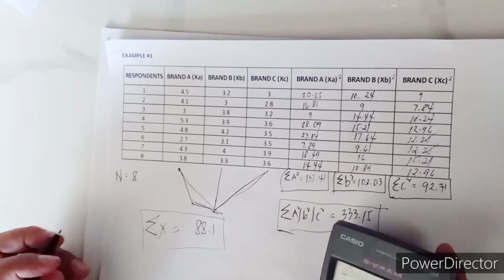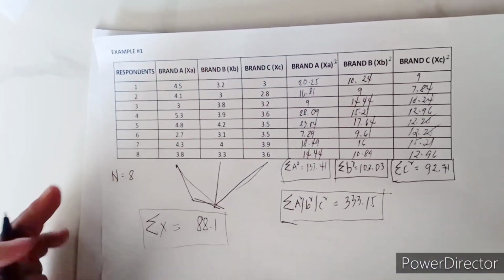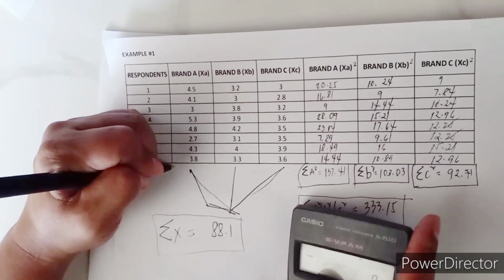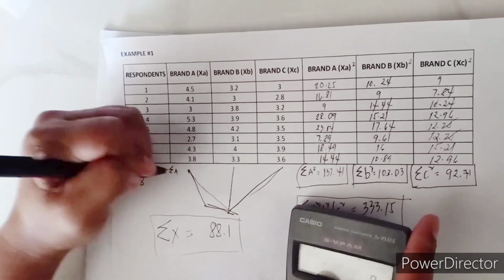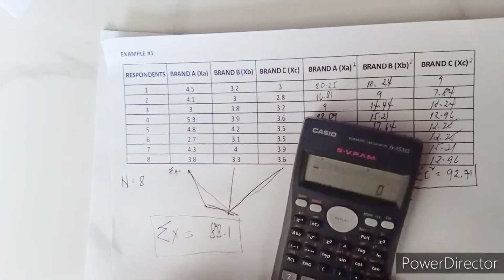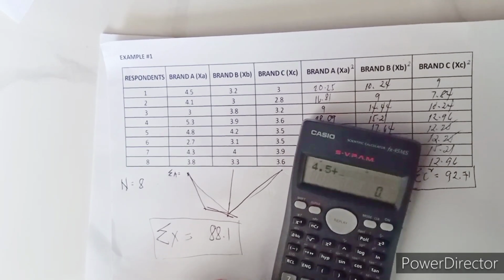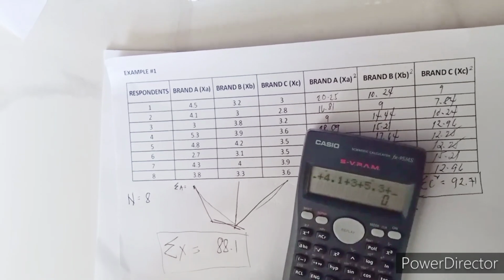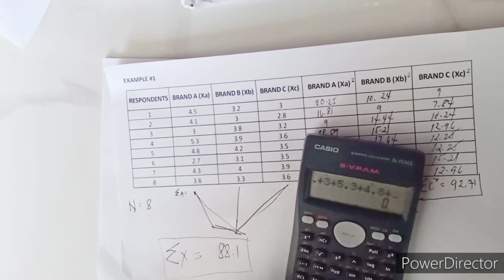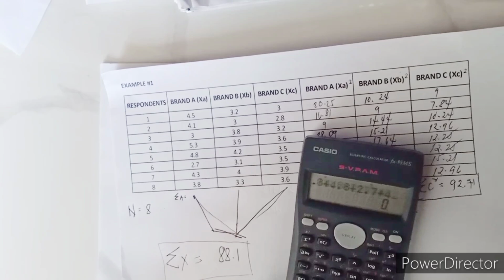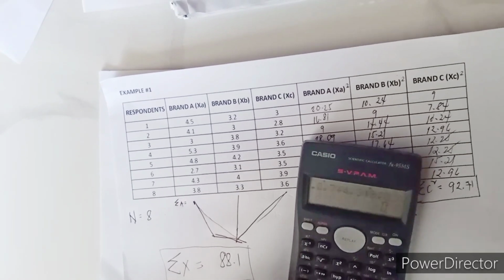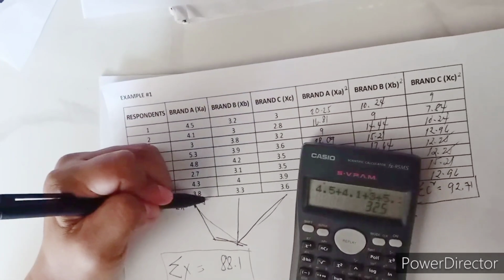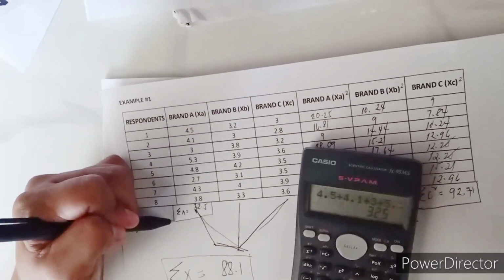Okay. Next step. Before we proceed on our step 2, kailangan na rin pala natin i-total ang summation ng A. Nakalimutan natin. Summation of A is equal to 4.5, 4.1, 3, 5.3, 4.8, 2.7, 4.3, 3.8, equal to 32.5. Kailangan pala yung total.